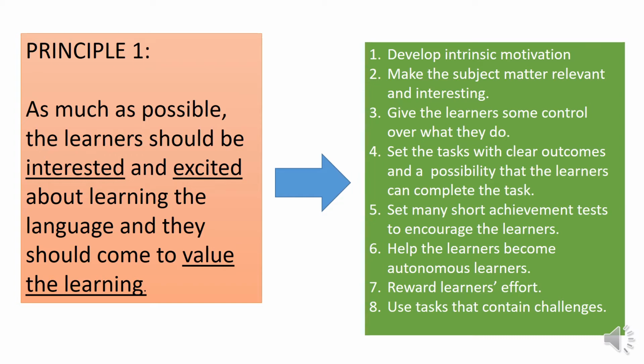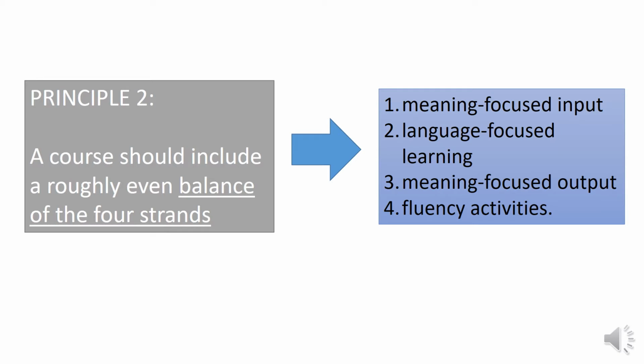Okay. And principle number two is, a course should include a roughly even balance of the four strands. Okay, so what are the four strands? Meaning-focused input. For examples, when you teach speaking to the students, you show the video of President Obama's speech. Okay, this is an example of meaning-focused input.